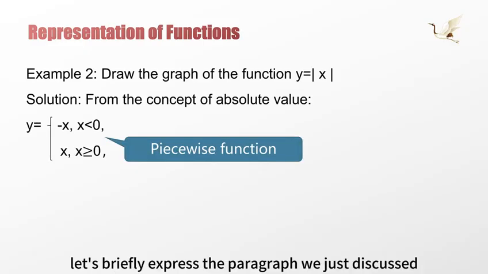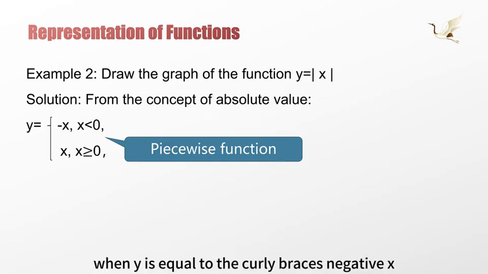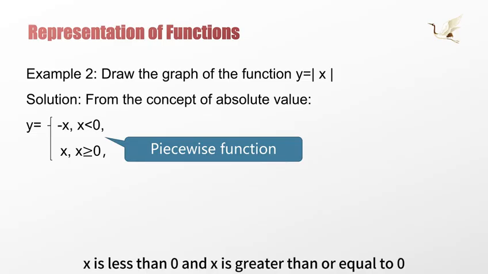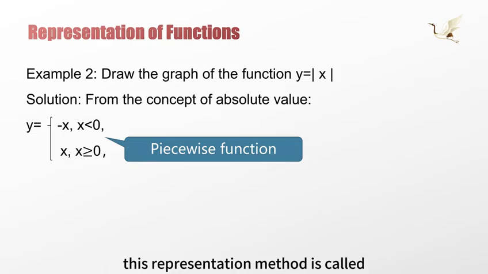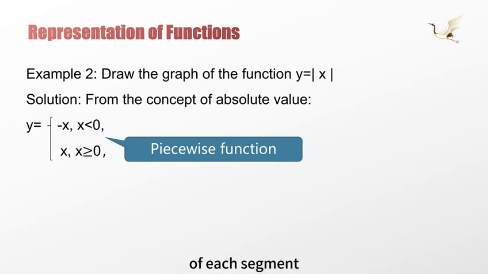Let's briefly express the paragraph we just discussed in terms of classification in this form. y is equal to, in curly braces, negative x when x is less than 0, and x when x is greater than or equal to 0. This representation method is called the piecewise function representation method. So each segment of a piecewise function is a familiar function to us, and we can draw its graph based on the corresponding relationship of each segment.